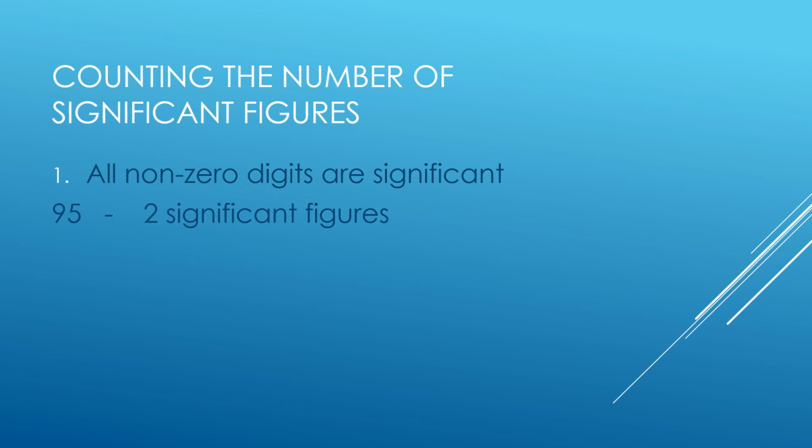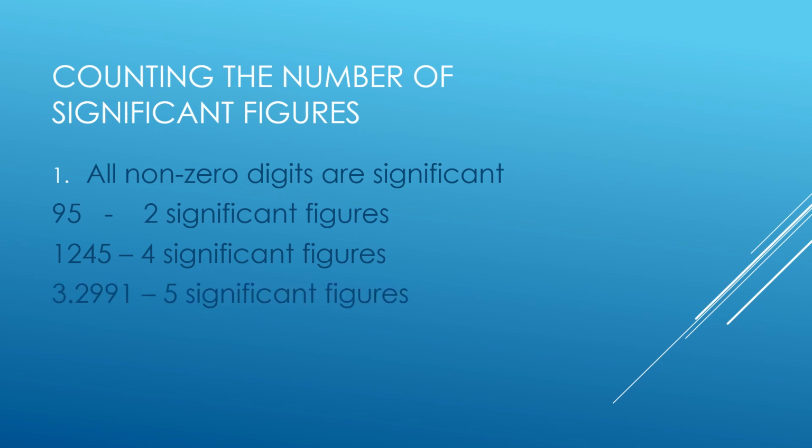95 has 2 significant figures. 1245 has 4 significant figures. 3.2991 has 5 significant figures. And finally, 13.5 has 3 significant figures.